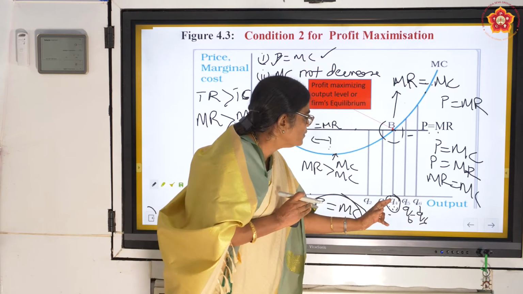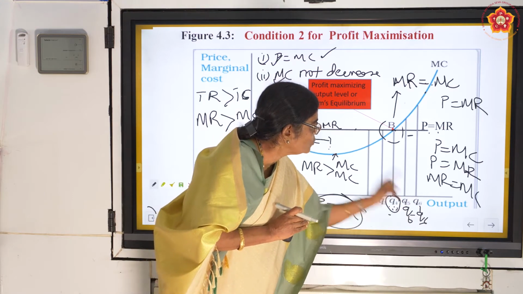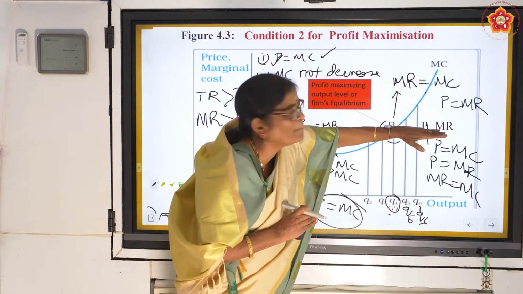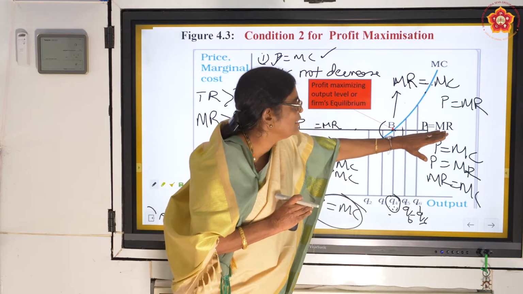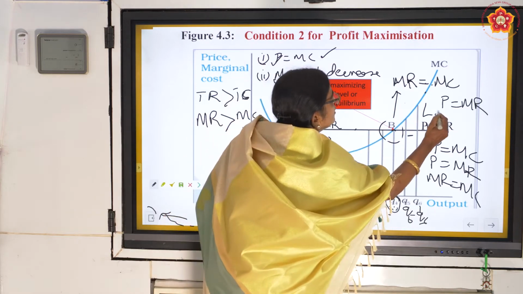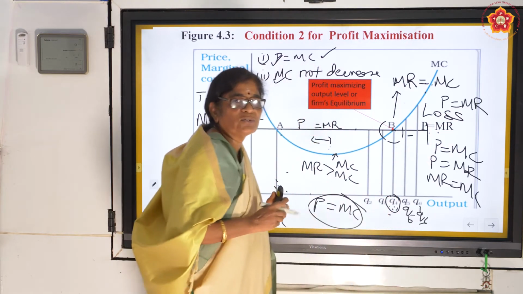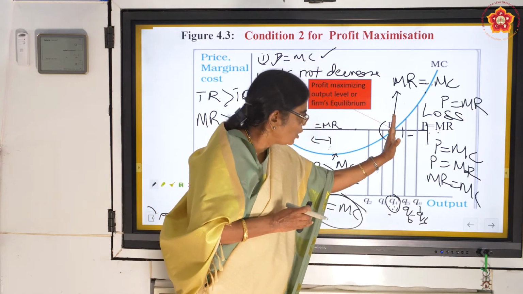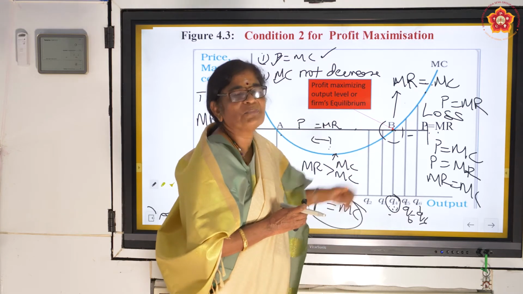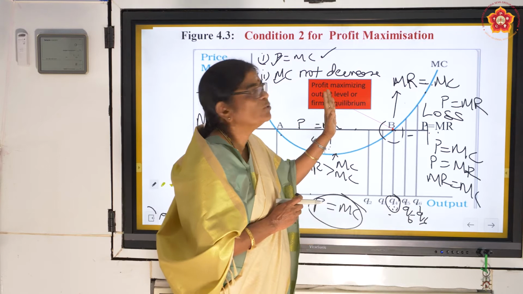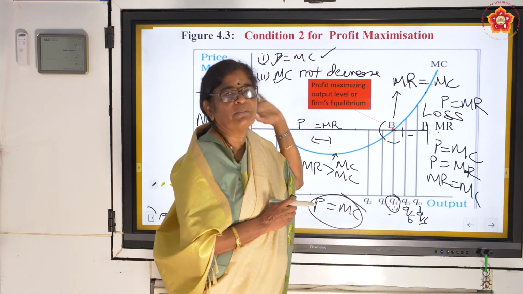Why can't you produce Q5 and Q6, you will ask? Here you see in the diagram, MC exceeds the MR. When MC exceeds the MR, it is obvious you are facing a loss. In this region you are facing loss. Therefore, to achieve the maximum level of output, stop here. That is called the maximum level of output. Not only that, it also ensures the equilibrium point of the firm.